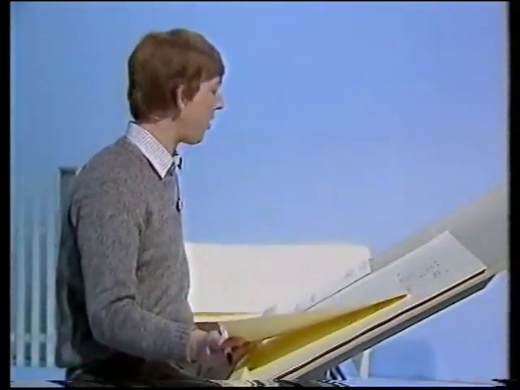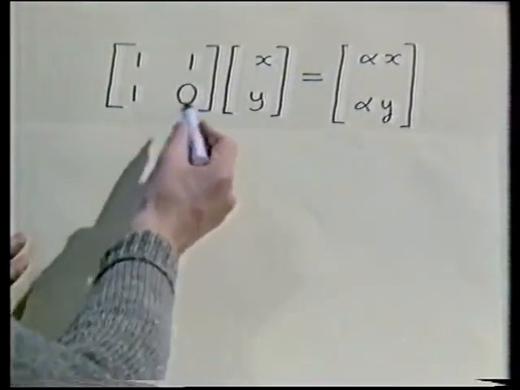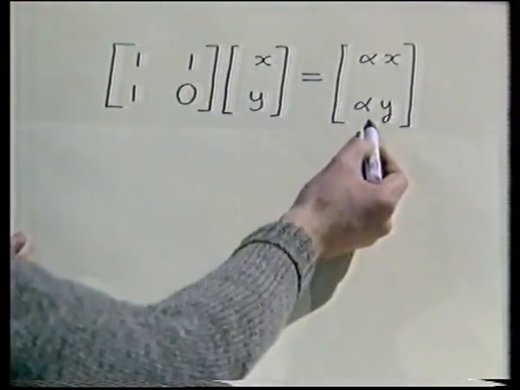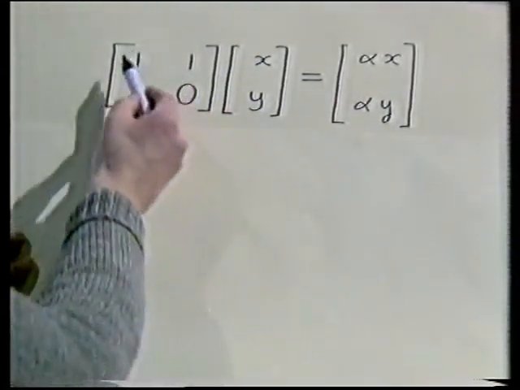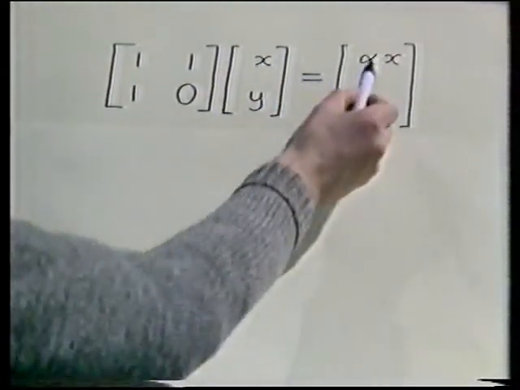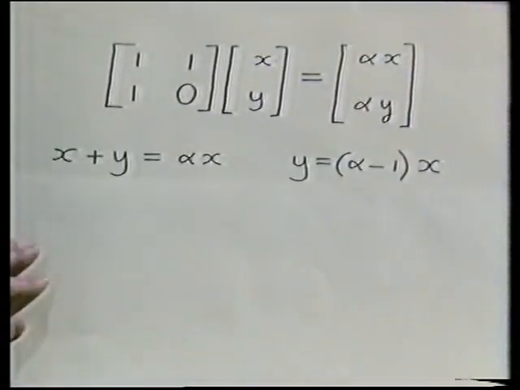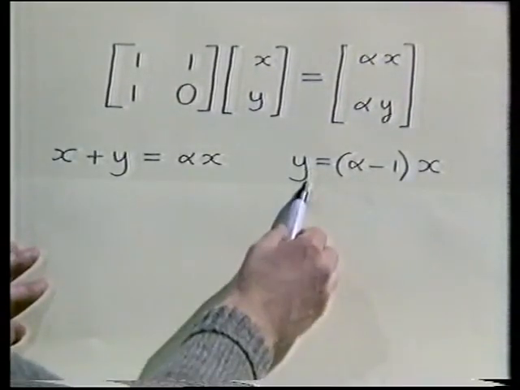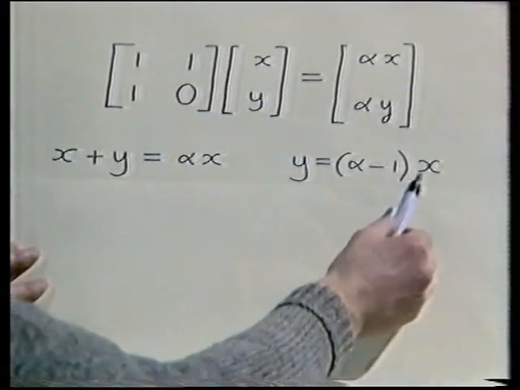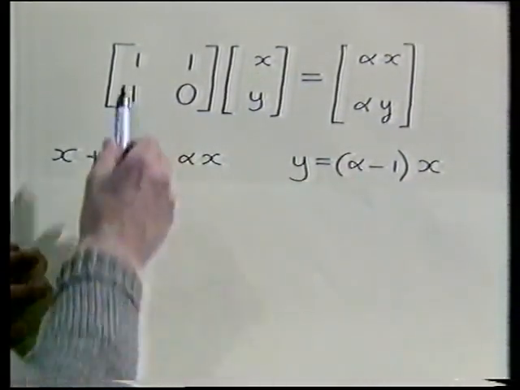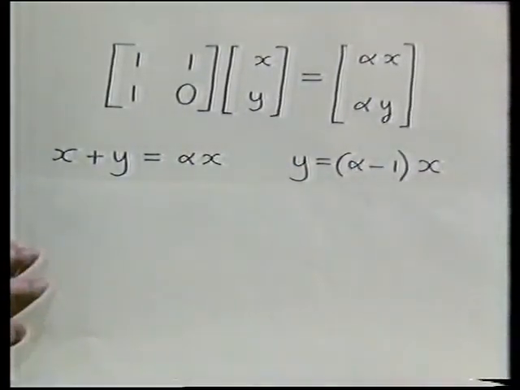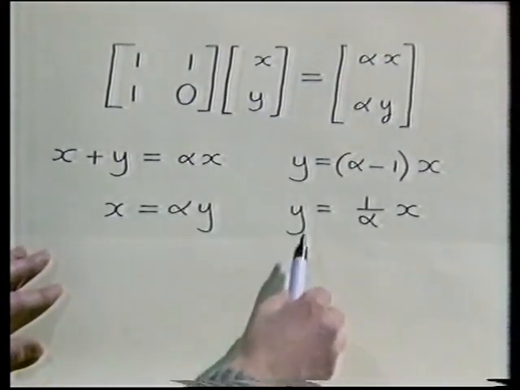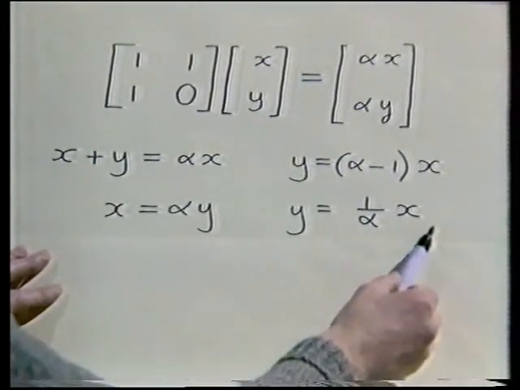Now, we find the equation of the first eigenline using this expression. Our matrix times (x, y) is equal to (alpha x, alpha y). Well, that gives us two equations. x plus y equals alpha x, which we can rewrite as y equals (alpha minus 1) times x. And from here, x is equal to alpha y. And we can rewrite that as y equals 1 over alpha times x.